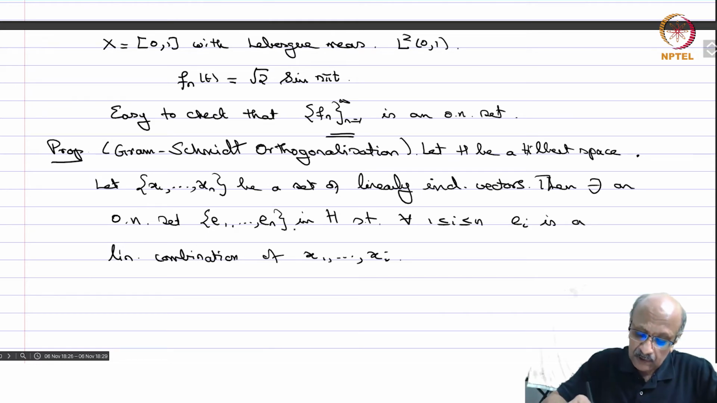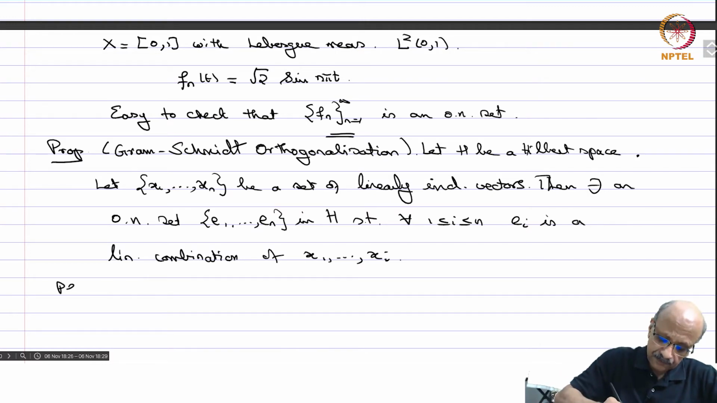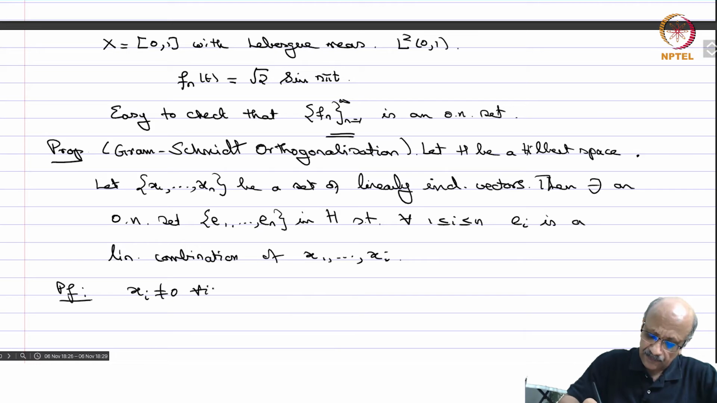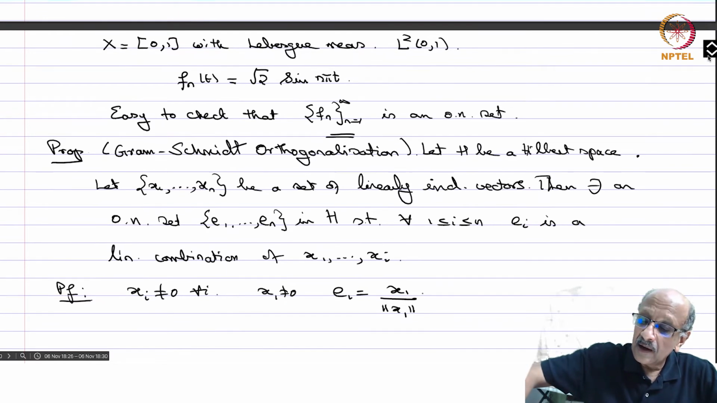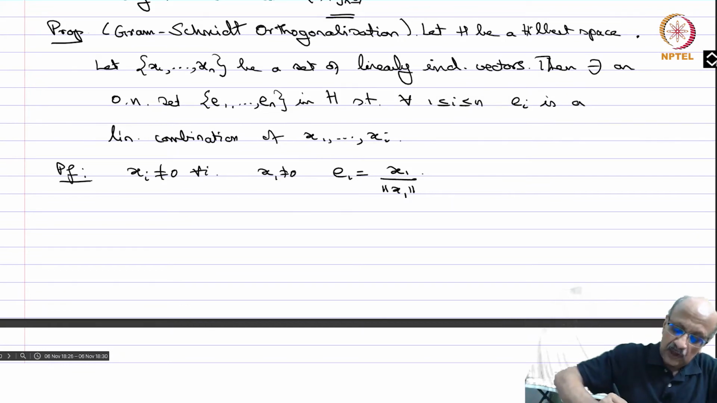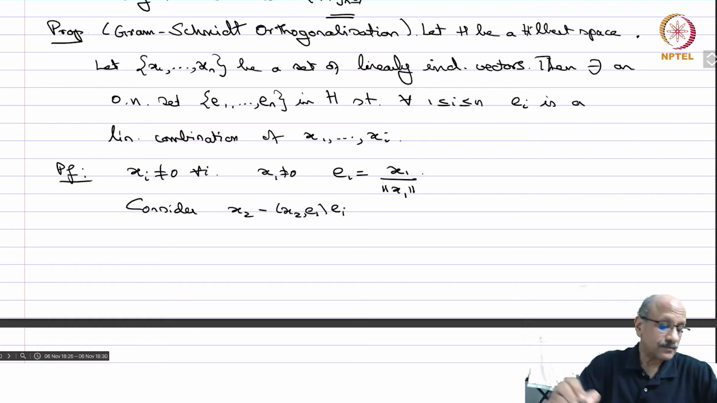So the span of E1, E2, ..., En is the same as the span of x1, x2, ..., xn, because each Ei is a linear combination of the x's, and therefore they span the same space. It's orthonormal, so it's also linearly independent, and therefore you have it. Okay, proof. None of the vectors xi is 0, for all i. So x1 is not 0. So you put E1 equals x1 by norm x1. So this is automatically a unit vector. Okay, so now for E2, you consider x2 minus the inner product of x2 and E1, times E1.